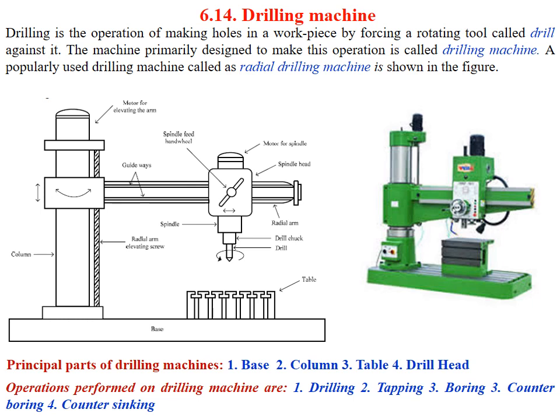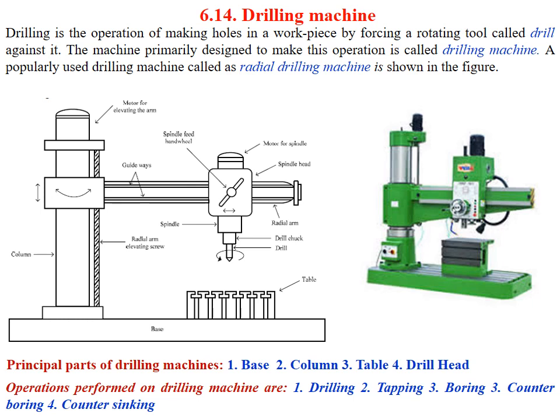Drilling machine. Drilling is the operation of making holes in a workpiece by forcing a rotating tool called drill against the workpiece. The machine primarily designed to make this operation is called the drilling machine. A popularly used drilling machine is shown in the figure. It is called radial drilling machine.